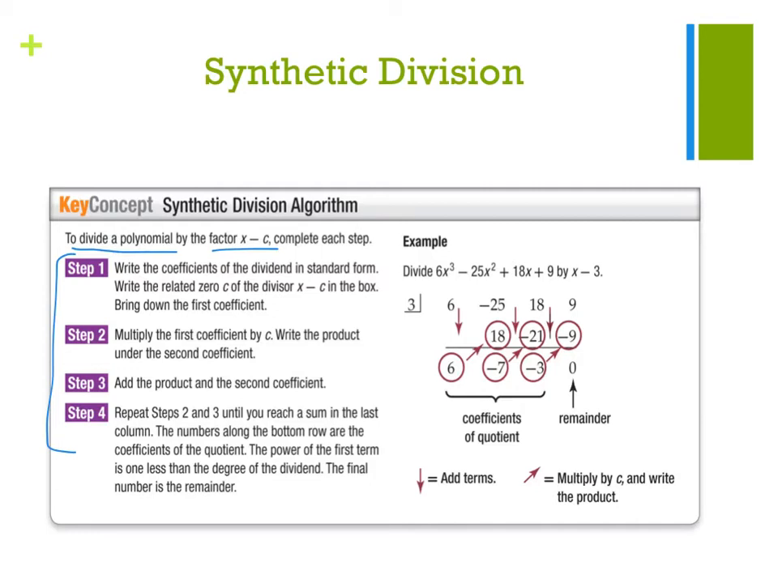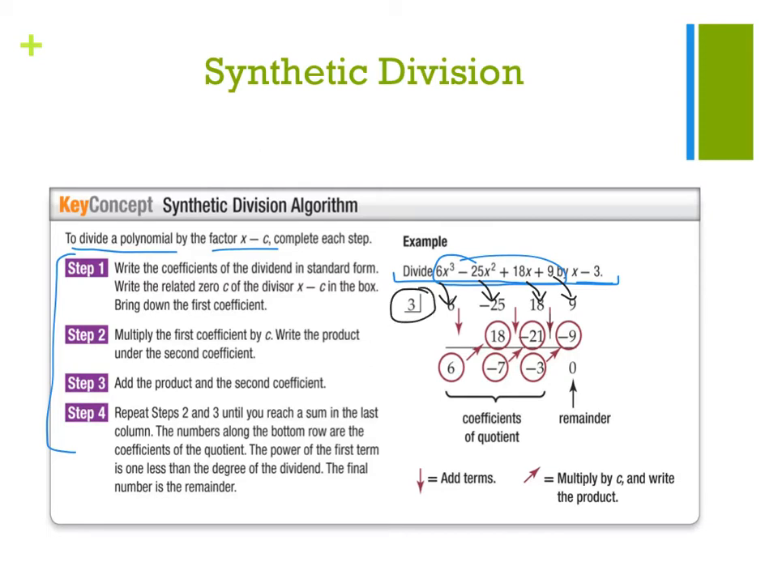Okay, so just to look at this example, here's a function. They're asking us to divide this cubic function by x minus 3. So notice that they've written the coefficients in standard form, which means in order of decreasing power, or descending power. So 6 goes first, then negative 25, then 18, and then 9. Like I said, we don't use any variables. We drop the variables, and we're just looking at the coefficients, or the numbers in front of each term.